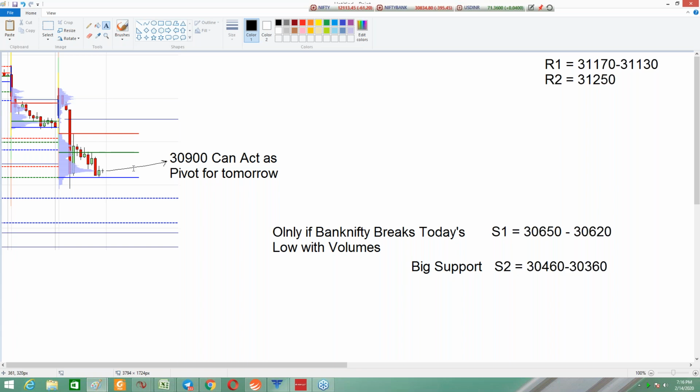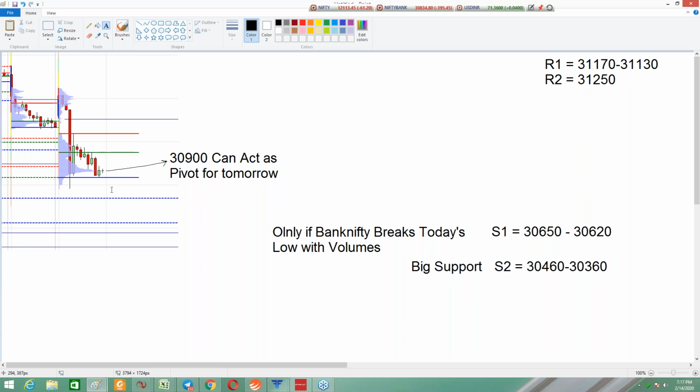This will definitely have a meaning, right? So if at all there is a gap up opening and then Bank Nifty is again swiftly moving down, taking support in this area and then again moving up, then we can expect Bank Nifty to again test the upper level. The first upper level will be 31,170 to 130. Second level will definitely be 31,250, right?